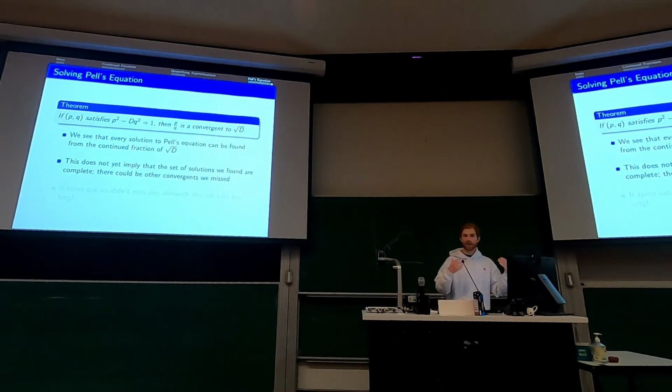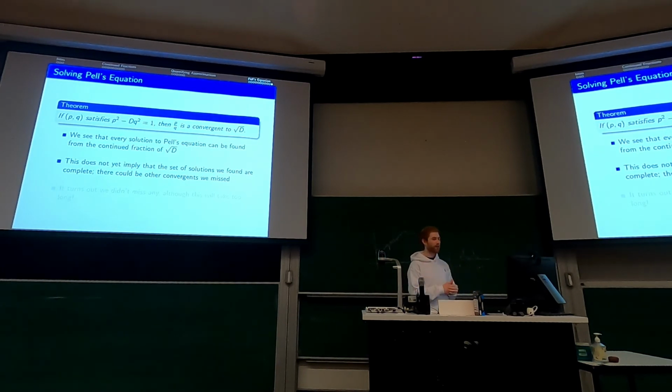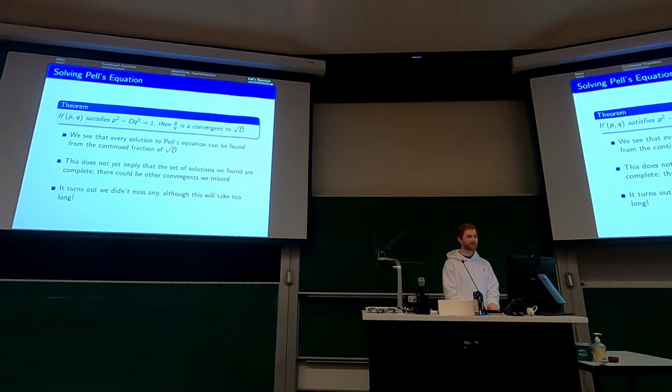If p, q is a solution of Pell's equation, then p over q is a convergent to the square root of d. Now, this is nice, because what it means is that every single solution to Pell's equation comes from the continued fraction of the square root of d. It doesn't yet imply that the ones that we found were all the convergents, because we only took a certain set of the convergents, p_{km-1}, and so on. We didn't miss any, but we just don't have time to prove that. But it's nice to see that even if there were others, they all come from the continued fraction. So continued fractions are very useful for solving this equation specifically, and there are others which they are also helpful for.